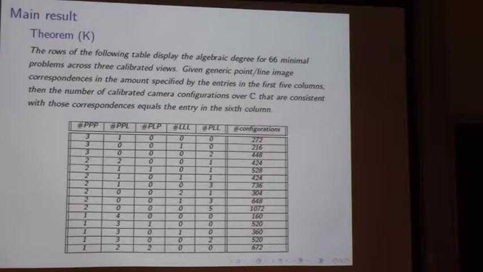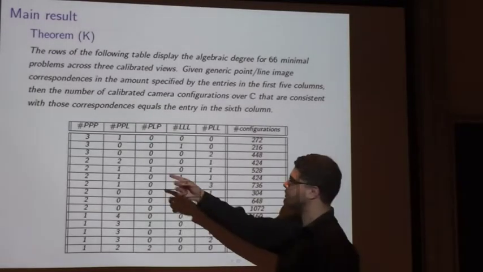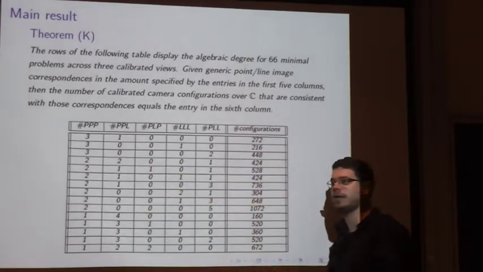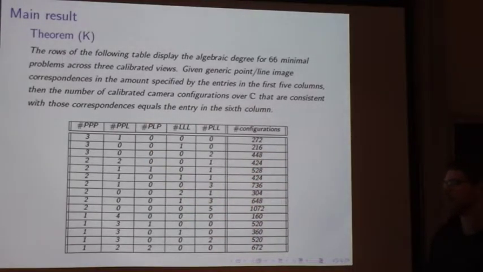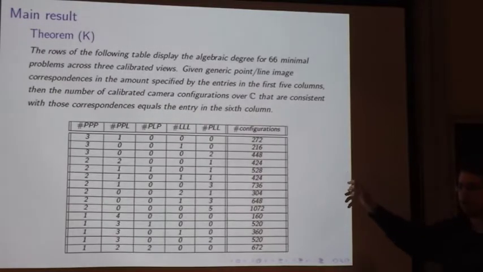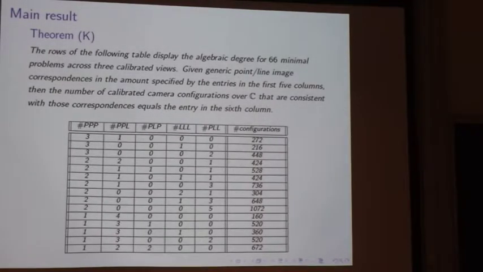Okay, so what I'm saying is given 3 generic point matches and 1 generic point line match, there are actually finitely many camera configurations ABC that are consistent. And here that number is 272. And to find these numbers, you have to actually construct a set? Yeah. Or can you count them a priori faster?